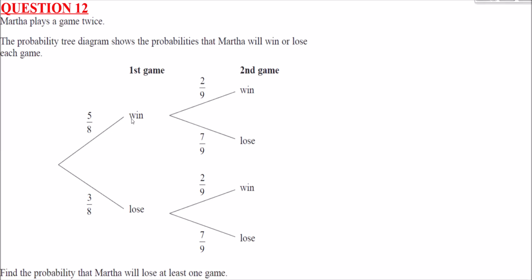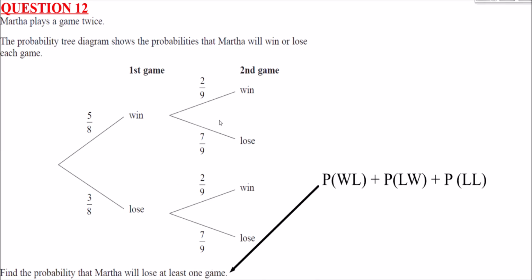She could win both, win and win, or she could win and lose, or she could lose and then win. So this could happen in 3 different ways. And so it could be win-lose, or lose-win, or lose and lose. For the chance of winning and then losing, or losing and winning, or losing and losing again, we just multiply the probabilities as we move past each branch.